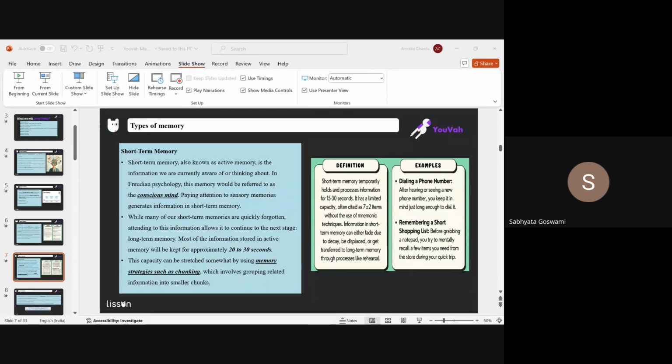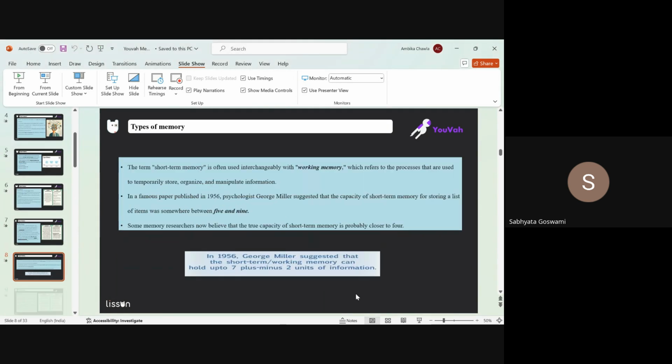So just like Ashita said, one common example is dialing a phone number. So we keep playing that same number over and over in our head till we have dialed it. And after the use of that particular information is over, the information is generally out of our short term memory. It's either forgotten or it's out of awareness, right? Can we go to the next slide?